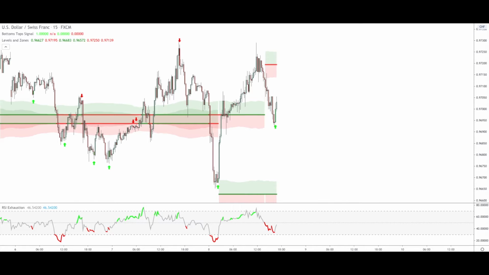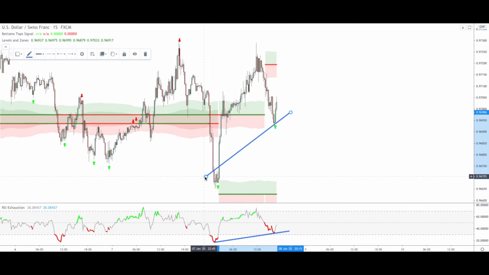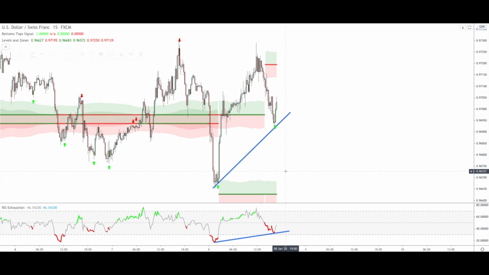What we typically like to see when we use the bottom stop signal and the RSI exhaustion is divergence. So what we typically like to see is one bottom here and another bottom maybe lower than this one, but at the same time we like to see divergence in the RSI, where the RSI goes up. In this situation, instead, we don't have a lower bottom, but a way higher bottom. You see? So we don't have divergence, which is the first condition that we typically check with these two indicators.